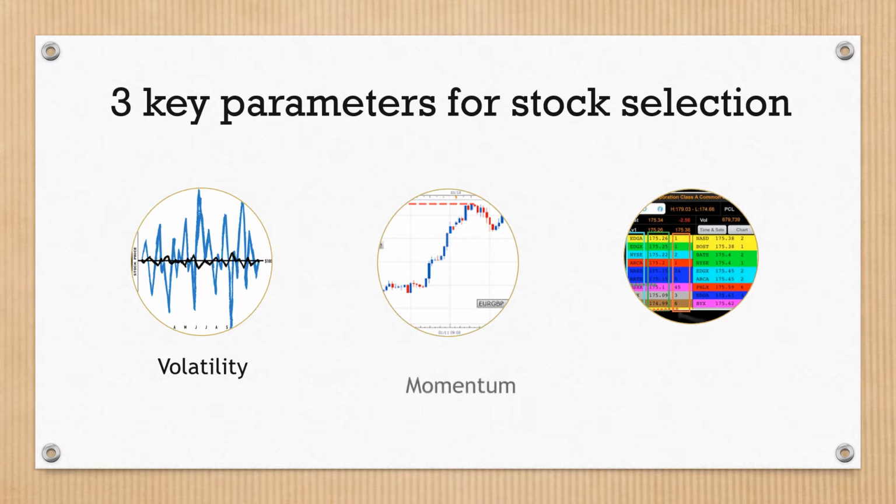The second key parameter is momentum. We need some directional strength in that particular stock so that we can ride a trend. The third parameter is liquidity. We need enough participation from buyers and sellers so that we can easily exit and enter with less slippage.